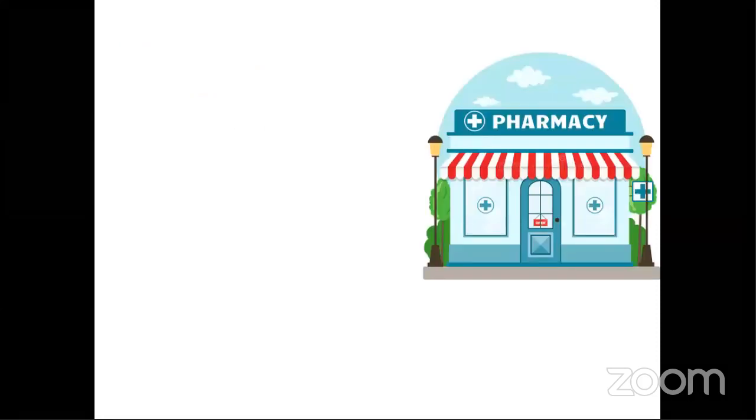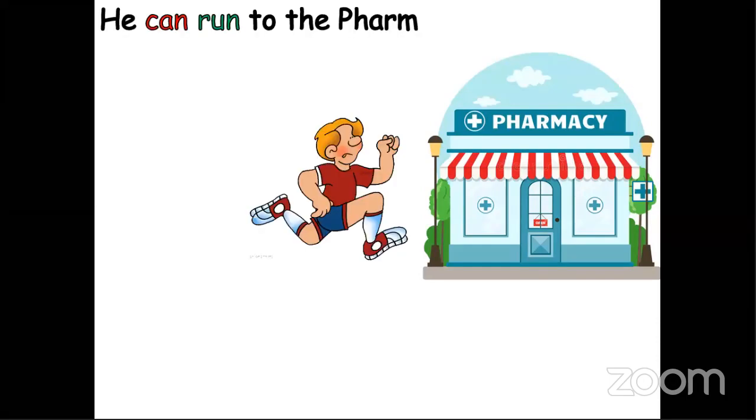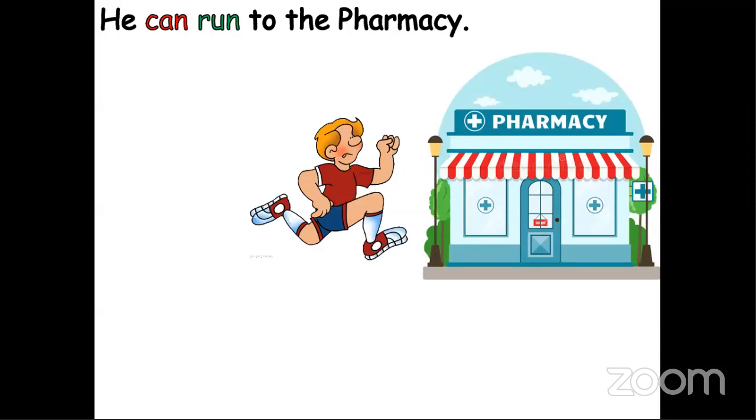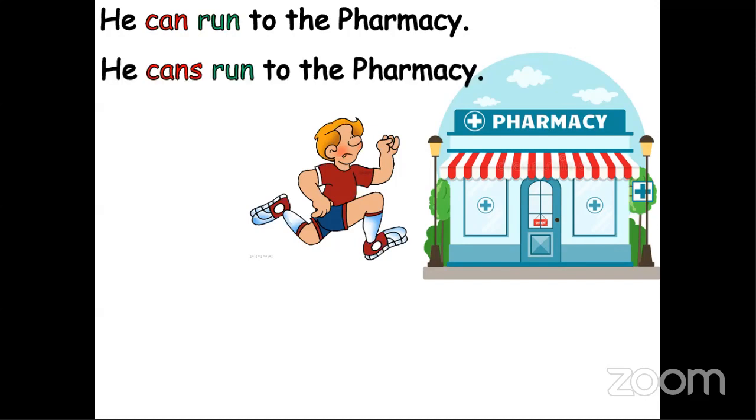Okay. And we have the same sentence. He can run to the pharmacy. We have read this example earlier. Now let us learn another characteristic of modal verbs with the same example. In this sentence, the modal verb can tells us of the ability of this boy to run. But I can never say he cans run to the pharmacy.